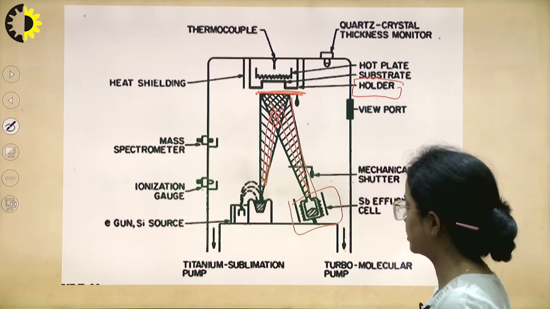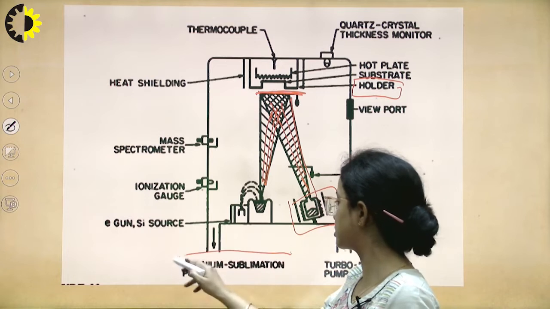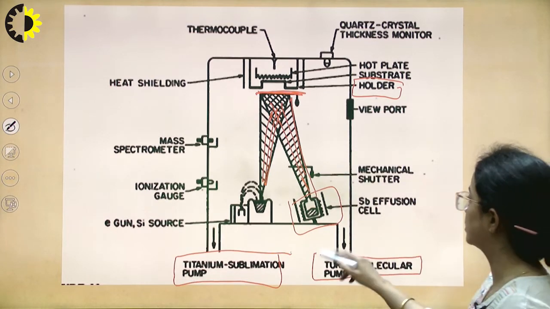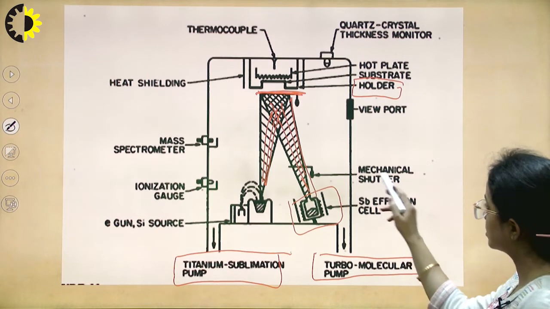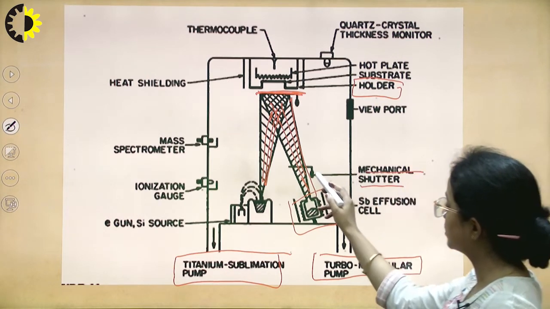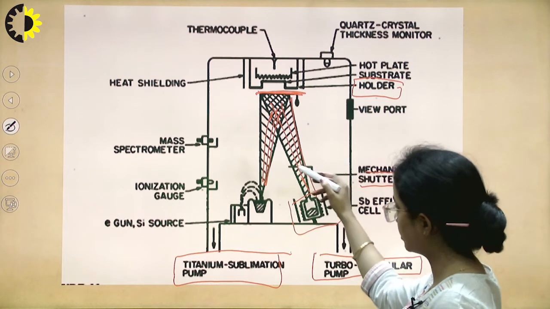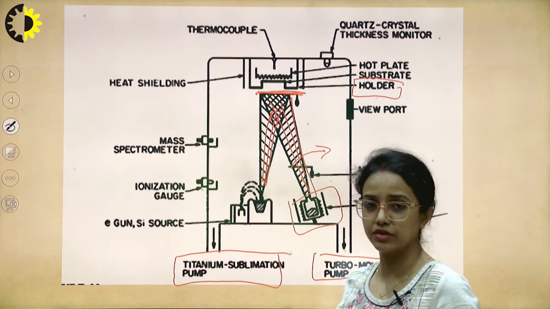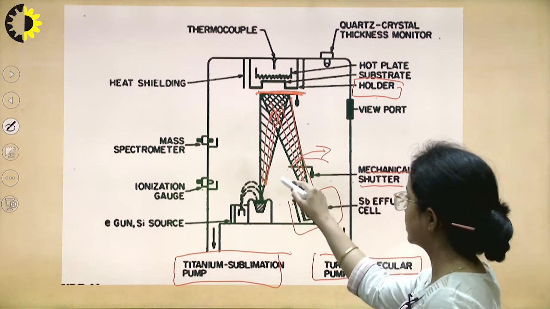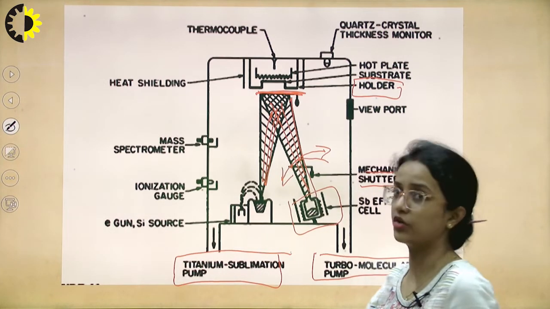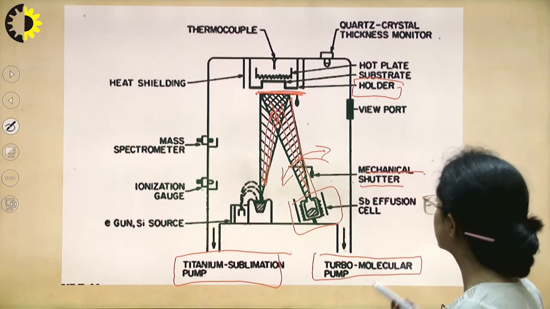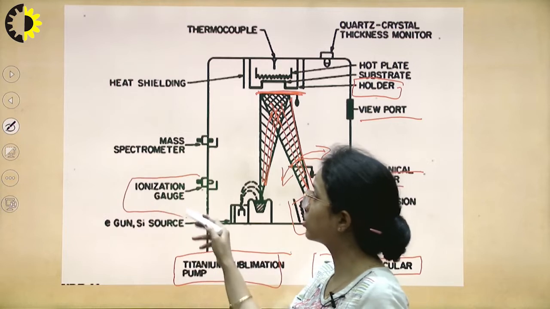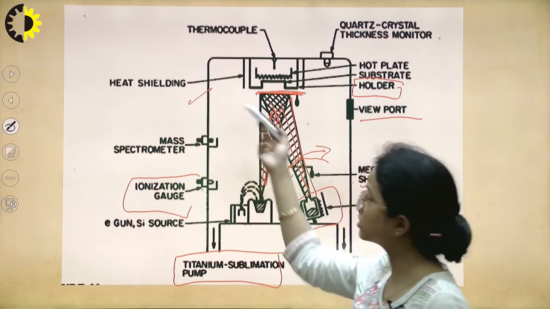And here is the sublimation pump, and this is the turbomolecular pump, and we can see a mechanical shutter here. The mechanical shutter sometimes goes off, allowing the molecules to settle on the wafer. Sometimes it is on, when it is not allowing the molecules to enter the wafer. Here is the viewing port, the ionization gauge, and the heating shield. So this is a typical example.